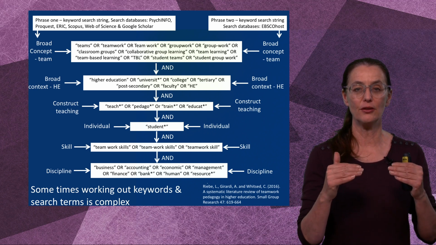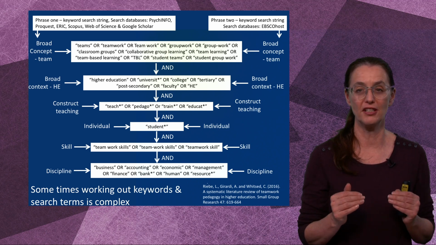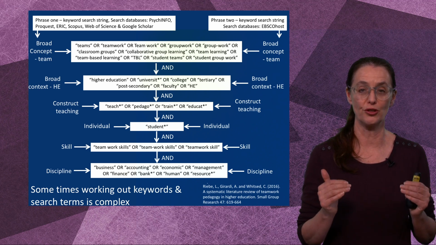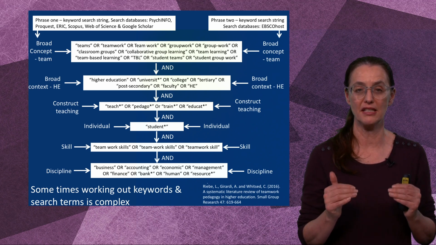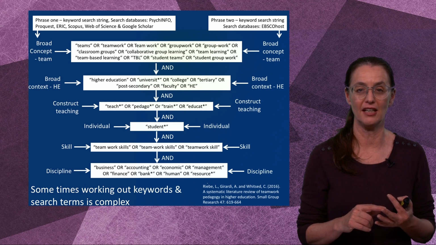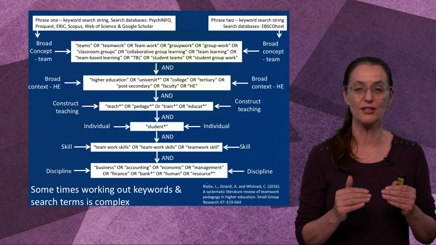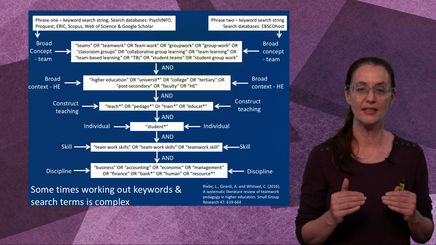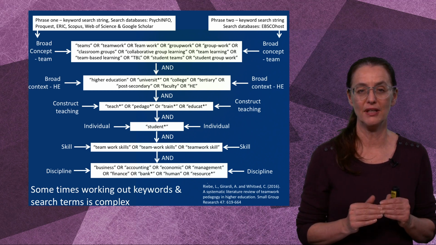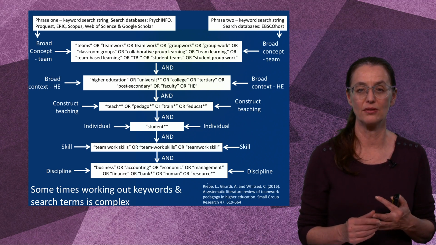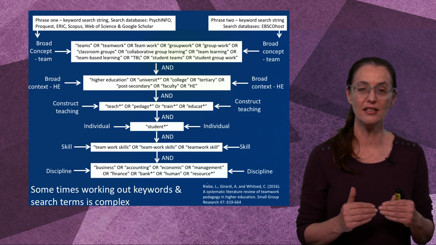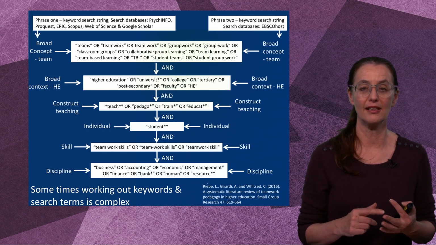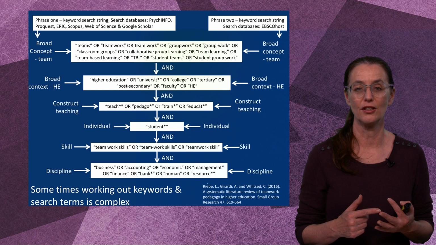But then within that, they're looking at a specific example about the teaching of teamwork. So then they use an AND statement to link to another bracket where they have all alternative words to look at what's meant by teaching. Teach, pedagogy, train, educate. Then they're focusing on students, so an AND to get to the word student, or students, etc. And then down to the skill. So, and then words to mean the skill. Teamwork skill, the variants on that. Then another AND, because they wanted to focus on some particular disciplines. So here they're going business, accounting, economic, management, finance, bank, human resources.